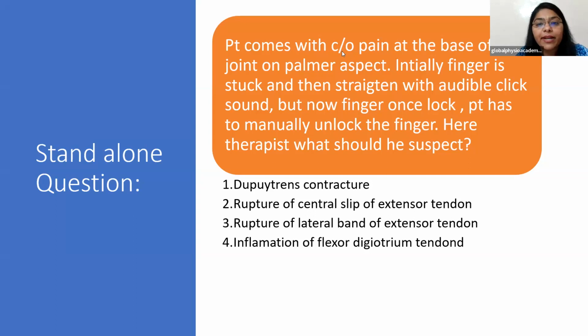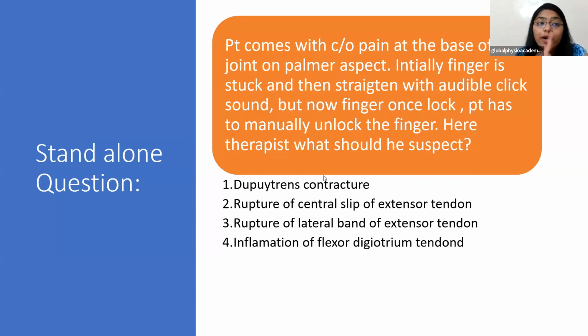Patient comes with a complaint of pain at the base of the MCP joint on the palmar aspect. Initially, the finger is stuck and then straightens with an audible click sound. But now the finger is locked. The patient has to manually unlock the finger. Therapist, what should he expect?